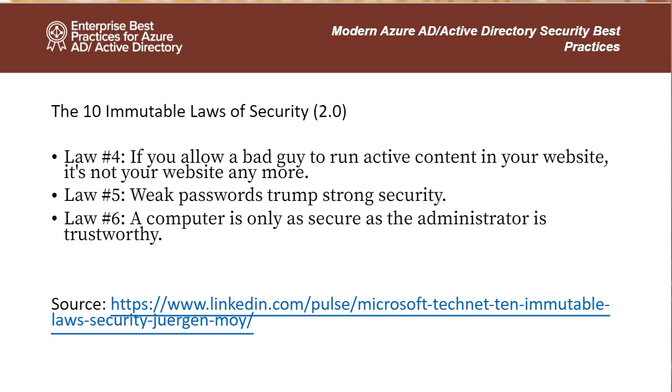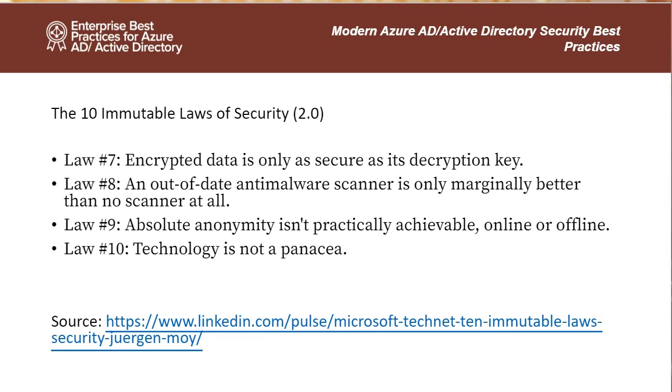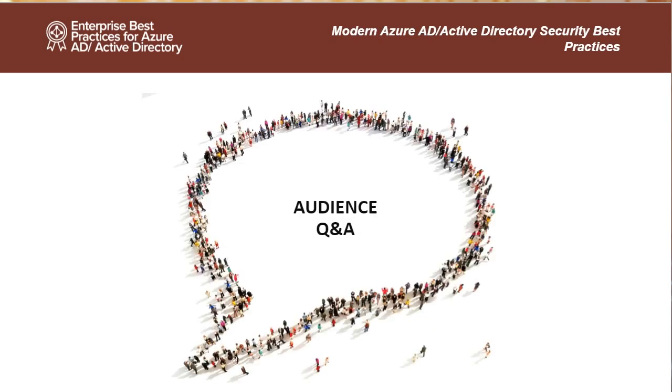Law 6, a computer is only as secure as the administrator is trustworthy. So that one is a good argument for delegation of permissions and using role-based access control. Law 7, encrypted data is only as secure as its decryption key. Law 8, an out-of-date anti-malware scanner is only marginally better than no scanner at all, so keep those anti-malware applications up to date. Law 9, absolute anonymity isn't practically achievable online or offline. And Law 10, technology is not a panacea.